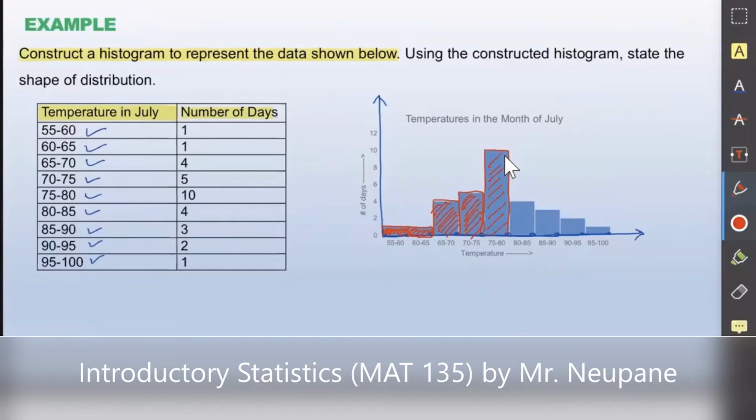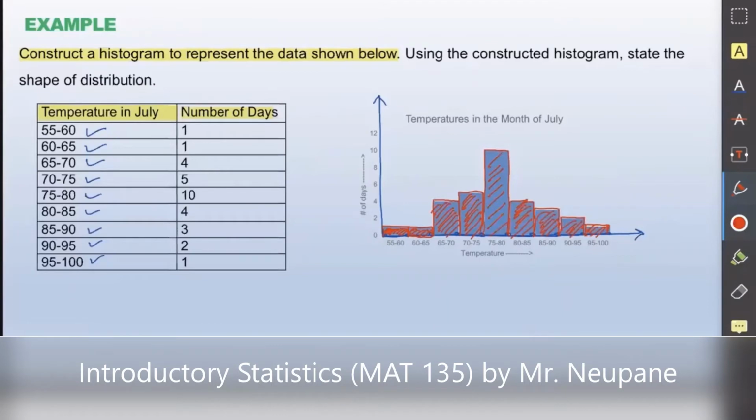Okay, this is 10. Then 80 to 85 is 4. We draw that, 80 to 85. Then 85 to 90, draw that bar. And you can see that the bars are connected to each other. So in histogram, remember that the bars are joined to each other. Okay, they are connected to each other. So this is the histogram.